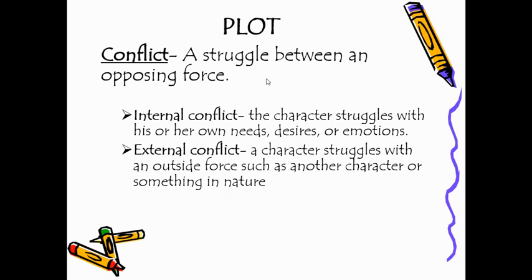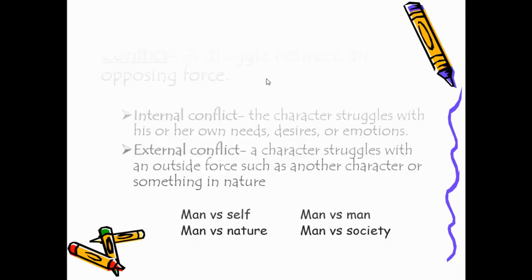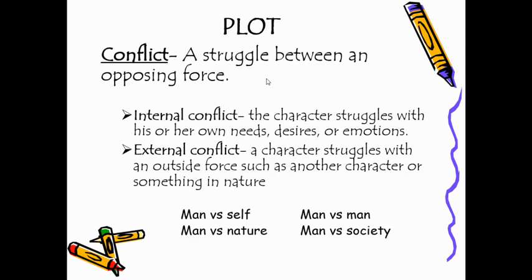Okay. So the next thing they need to be looking at is conflict. And the conflict is the struggle between opposing forces. Okay, so you can have internal conflict and external conflict. Internal conflict is when a character struggles with their own emotions, our own needs and desires, and external conflict is when a character struggles with an outside force. Okay, so maybe a character fighting with another character. There are different types of conflict: man versus self, man versus nature, man versus man, and man versus society.